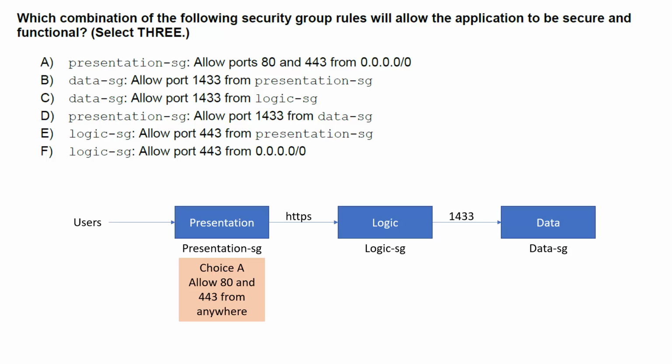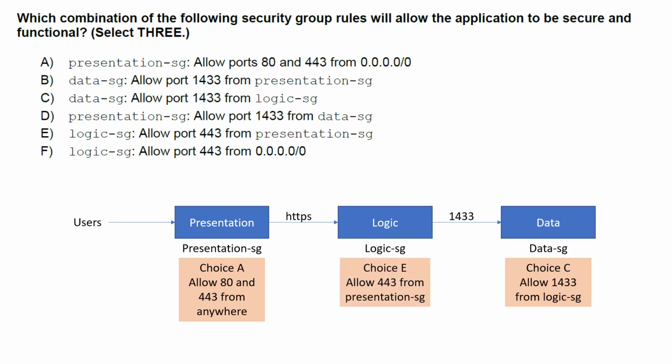The third choice, C, allows data tier access from the logic tier on port 1433. This is a valid option, so we need to use this rule. The fourth choice is invalid as it allows a data tier to interact with the presentation tier. With choice E, logic tier allows port 443 access from the presentation tier. This is a valid rule and we do need to include this.